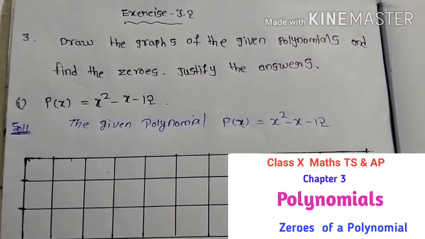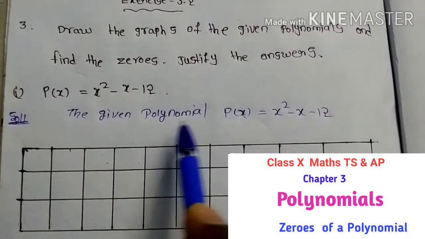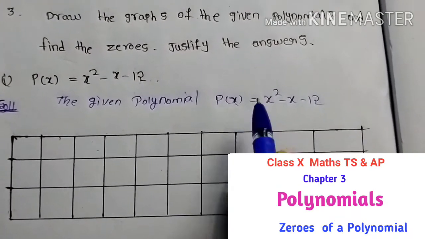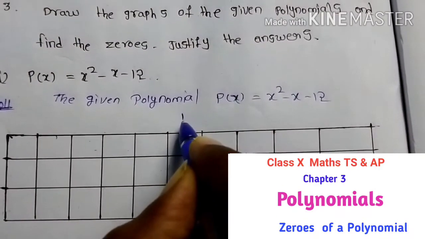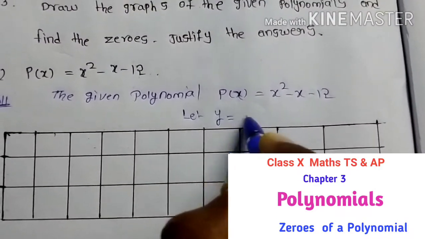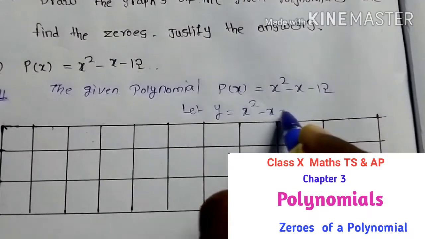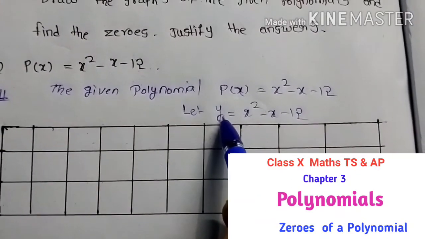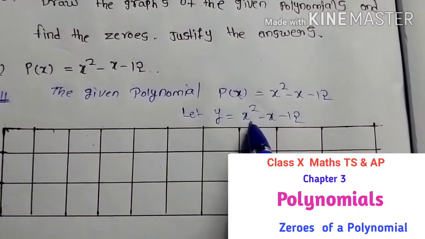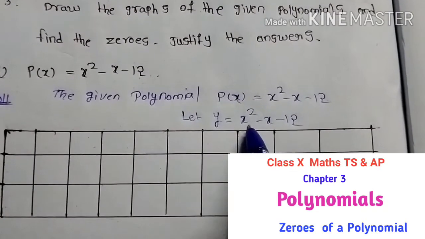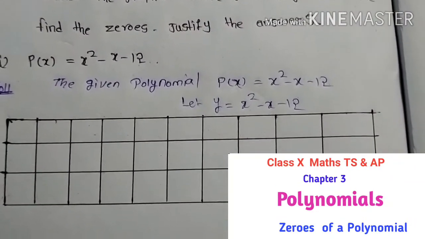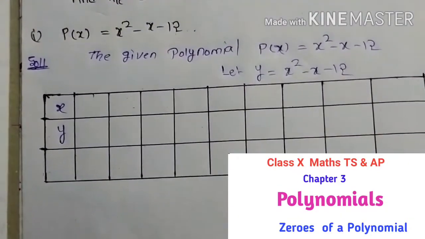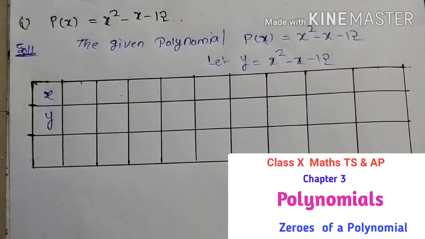Yes or no? Yes. So you can see here the given polynomial p of x is equal to x square minus x minus 12. You can consider the given polynomial and write, let y is equal to x square minus x minus 12. Now remember, you need to find a few values of y corresponding to a few values of x. How can you find? Just see here, I am writing x and y values. How can you take a few values?